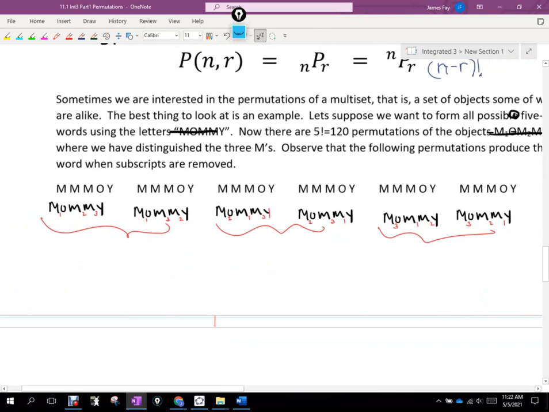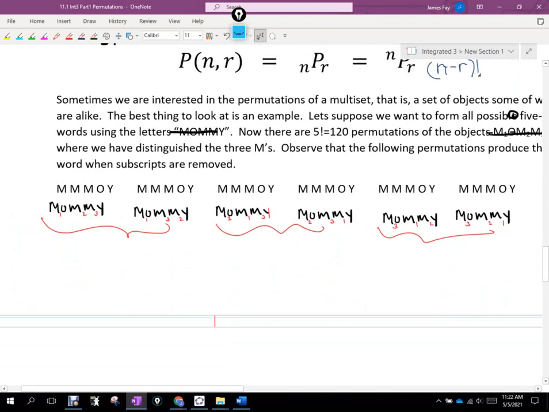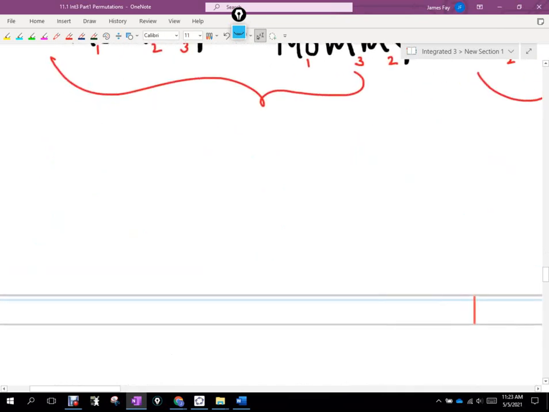But if I'm thinking about how many different orderings of the letters M, O, M, M, Y, and I don't care that the first M is the same or is different than the second M, which is the same or is different than the third M, I don't want all 6 of those to show up in that 120. Does that make sense? Because if I take the subscripts away, and this is now just the word, wow, that stinks.